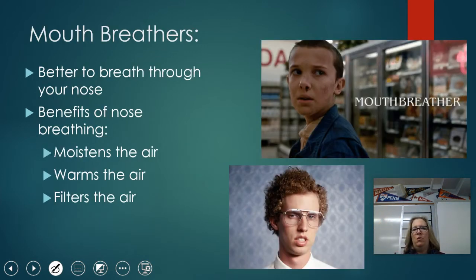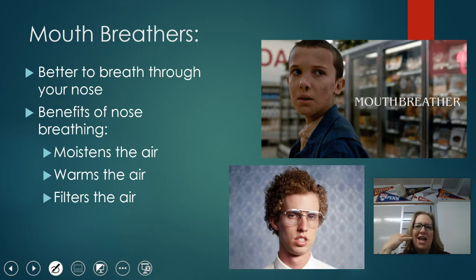All right, so mouth breathers, any Stranger Things fans out there? It is better to breathe through your nose than your mouth. Your nose actually serves a function, three functions actually. It moistens the air. Sometimes people get nosebleeds when there's very low humidity.